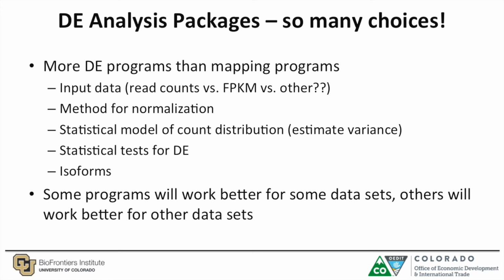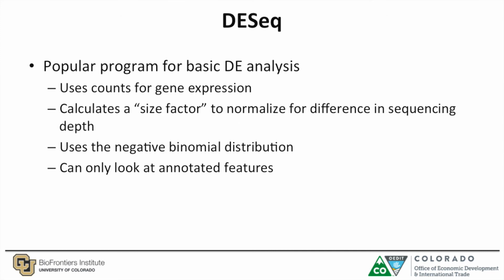So we'll be looking at two programs in the rest of this workshop. The first program we'll be looking at is DESeq. This is a very popular program for basic differential expression analysis. It's been found to perform fairly well across many different types of sample sets. It uses counts for gene expression, and it calculates a size factor that it uses to normalize for the differences in sequencing depth. It also uses the negative binomial distribution to estimate biological variance, but it can only look at annotated features. And this package uses the popular R programming language that's very good for statistical analysis.